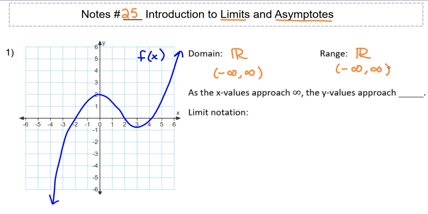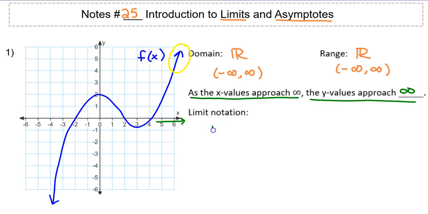Now, the next part says, as the x values approach infinity, the y values approach blank. So let's see what the graph is doing. As the x values approach infinity, so x's are going this way to the right, what are the y values doing? Looking at the graph, you can see that the y values are just going up infinitely high. So the y values are approaching infinity as well. This whole idea of finding what y values get close to when x values do a particular thing is known as a limit. And limits have notation.